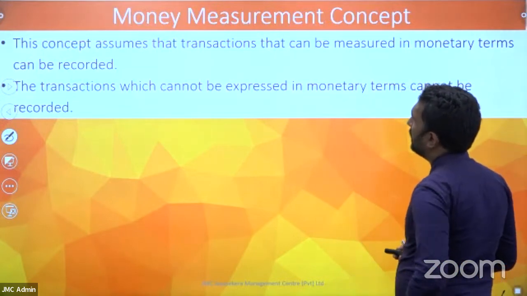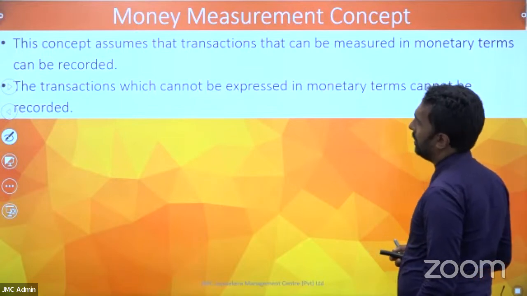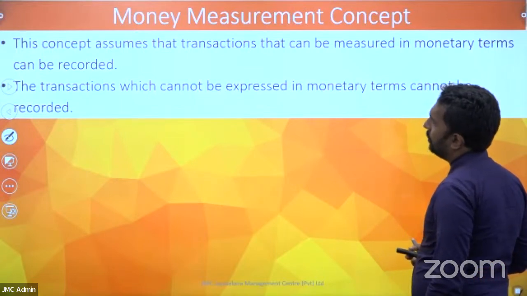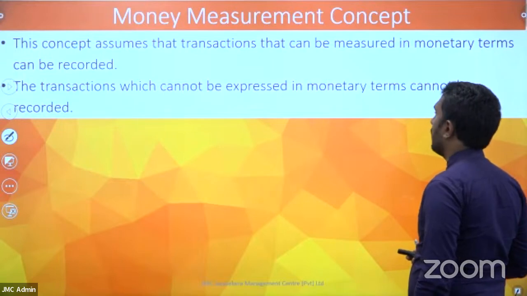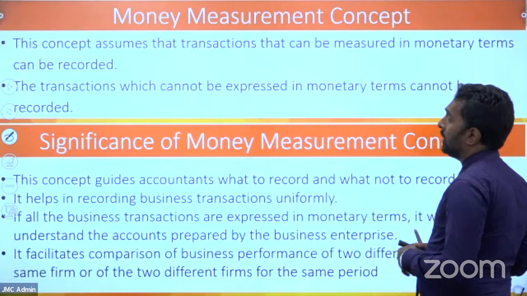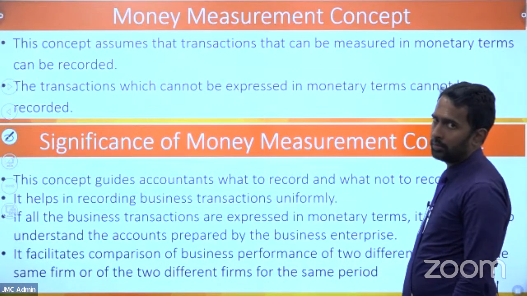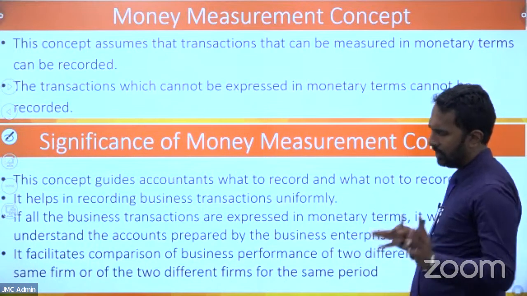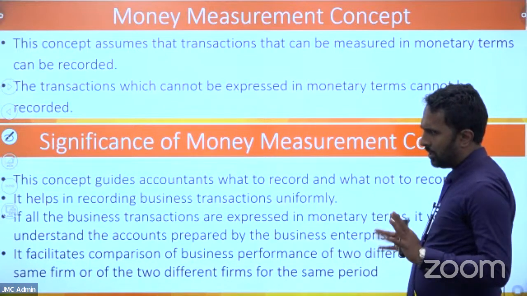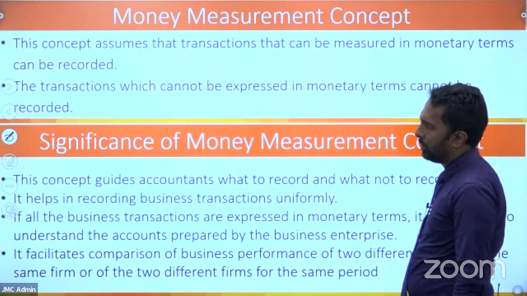This concept assumes that transactions that can be measured in monetary terms can be recorded. The transactions which cannot be expressed in monetary terms cannot be recorded. What is the significance? This concept guides the accountants on what to record and what not to record. If there's a transaction, if you can measure it and give a rupee value, then you can account it.